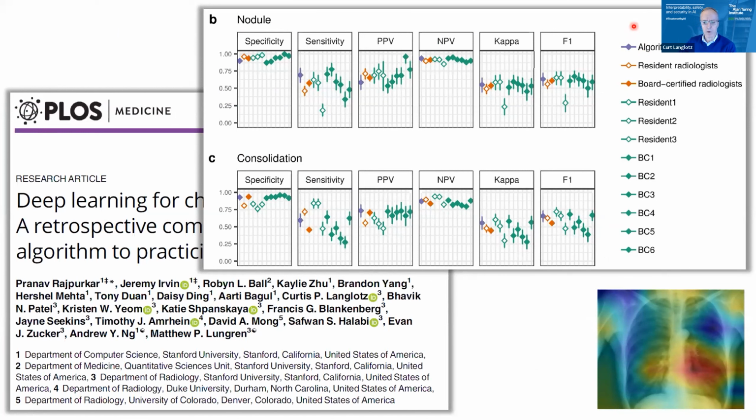One of the ways that we're planning to use this algorithm is to prioritize our work lists so that the cases that are more likely to have abnormalities will come to the top of the list and be interpreted first.